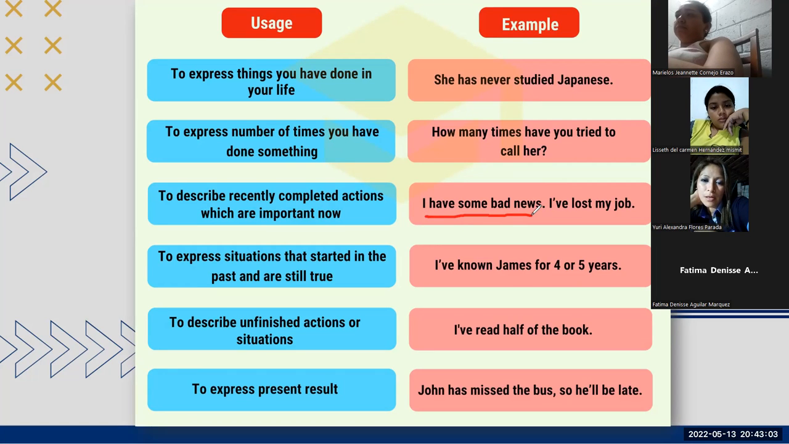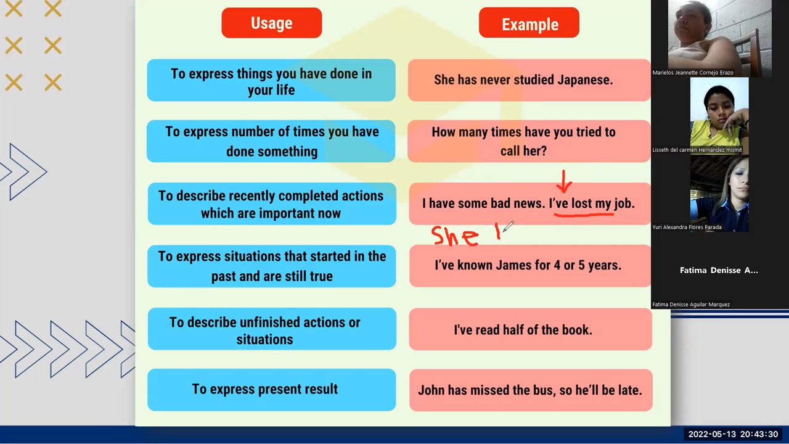Sorry, give me a second. This is not that. Okay, what is the bad news here, guys? That you have lost your job. Esta es la forma contractada de decir I have. I've. La forma contractada, bueno, ya lo vamos a ver, pero la forma contractada de she and he es como she has, ¿verdad?